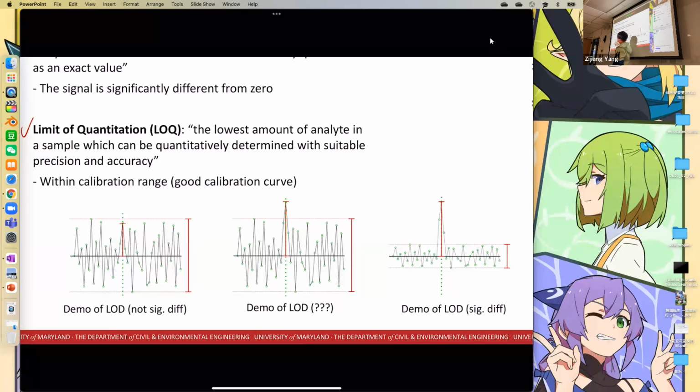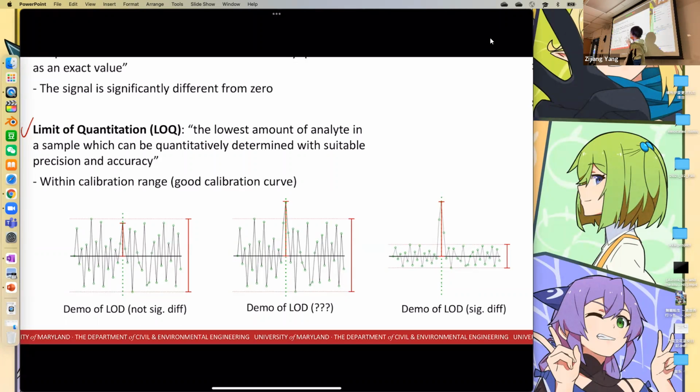But sometimes we will also see something like this. This is lower than some other white noise. In this case, we are sure that the signal is not significantly different from the noise, so we cannot determine if we have sample or not. But in this case, because this is much higher than the white noise, we know that there must be some sample, some chemicals in our sample.